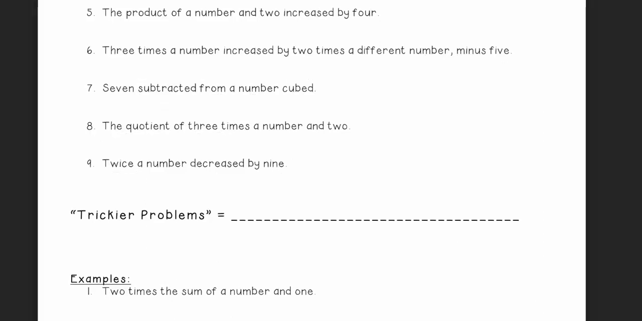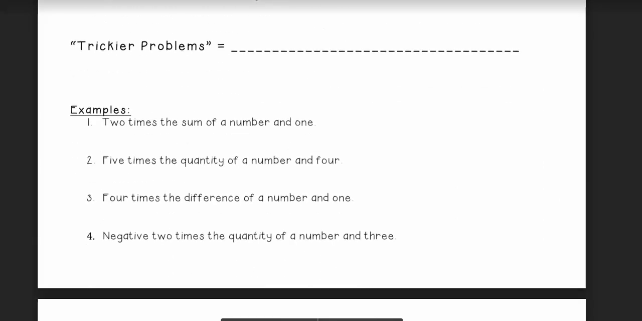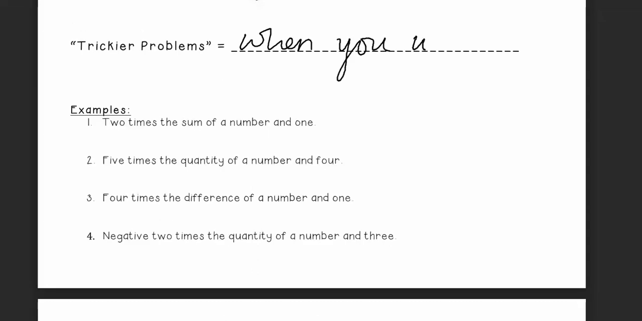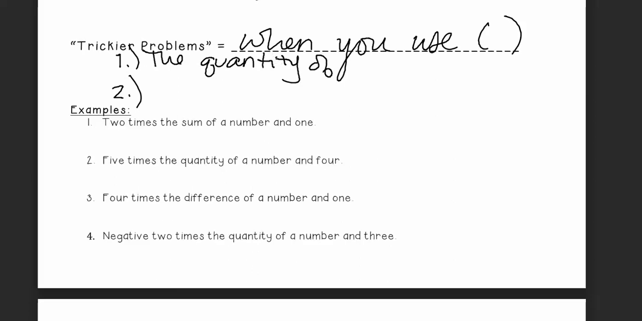So now we have trickier problems. The trickier problems is when you use parentheses. We have 2 instances when I'm going to use parentheses. The first time is when it says the quantity of. Whenever it says the words the quantity of, there's going to be parentheses. The other time is when you're multiplying an operation. So if I'm multiplying the sum or I'm multiplying the difference, that's when I'm going to use parentheses.